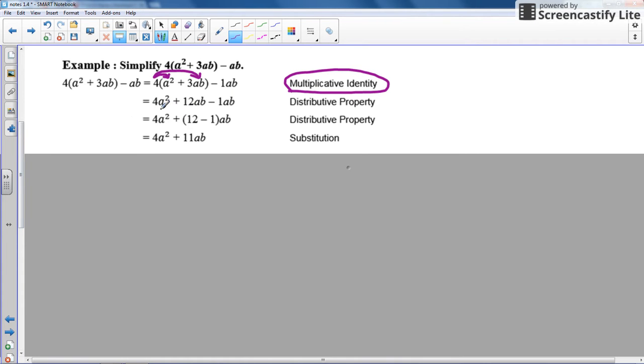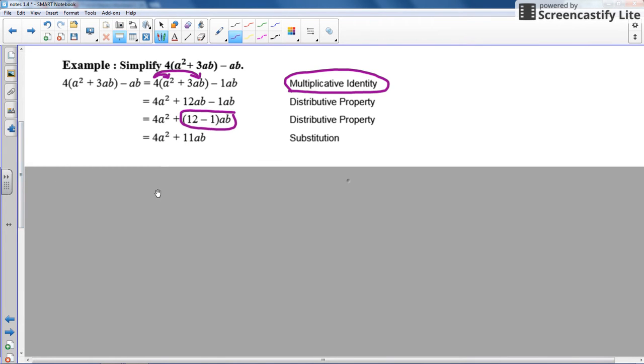So then 4a squared plus 12ab minus 1ab. Again, here's a step where I don't know that I would take the time to justify, but they kind of did reverse distributive property here and said that it's 12 minus 1, and that difference would be multiplied by ab. But I think most of us would probably just say, okay, well, if I have 12 of these and I subtract 1 of these, that means I have 11 of these. So it just simplifies to 4a squared plus 11ab.